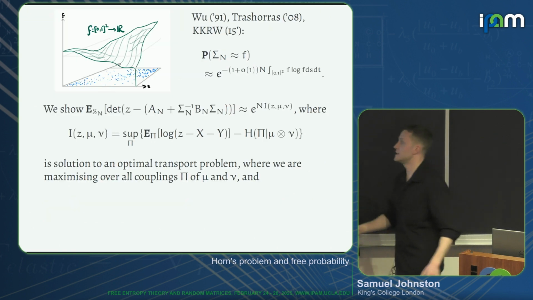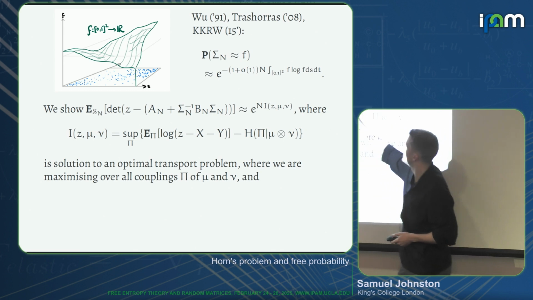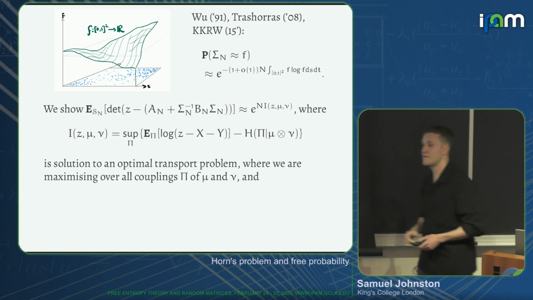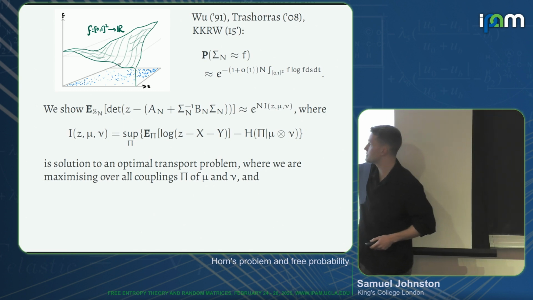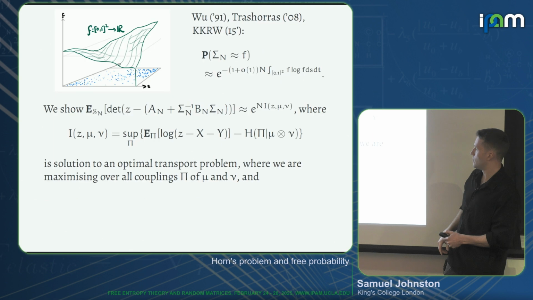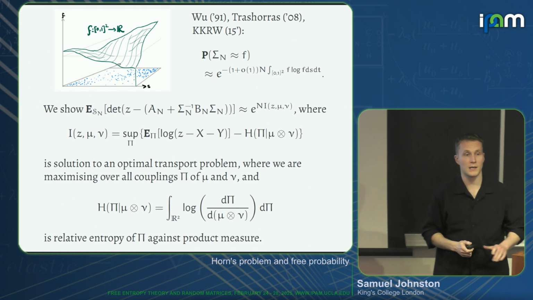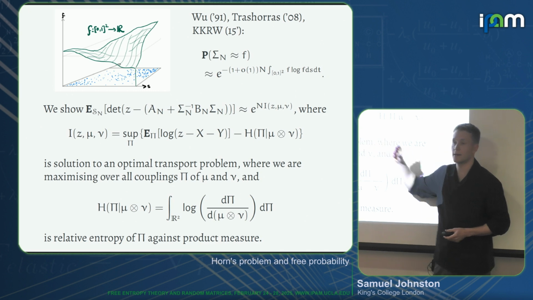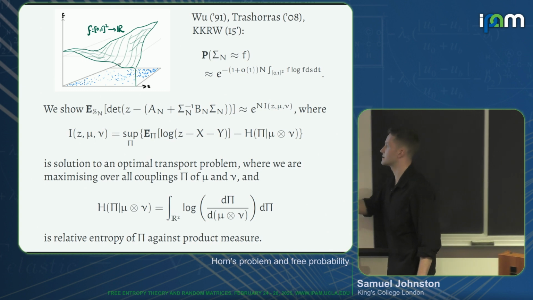And what we find is that this interplay is expressed in terms of an optimal transport problem, where this expectation over the symmetric group approximately behaves like e to the n times the solution to an optimal transport problem, where we're trying to find a coupling pi of two random variables x and y with marginal laws mu and nu that makes this expectation of log of z minus x minus y large, whilst also not being too far away from product measure. So this term h here is called the relative entropy, and it's a penalty for our coupling pi to be far away from product measure. Now, log is a concave function, and that means that the optimal coupling likes to match up small values of x with large values of y, and vice versa, in order to make this expectation larger.